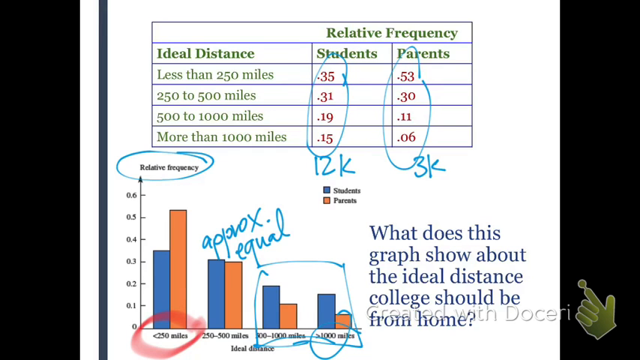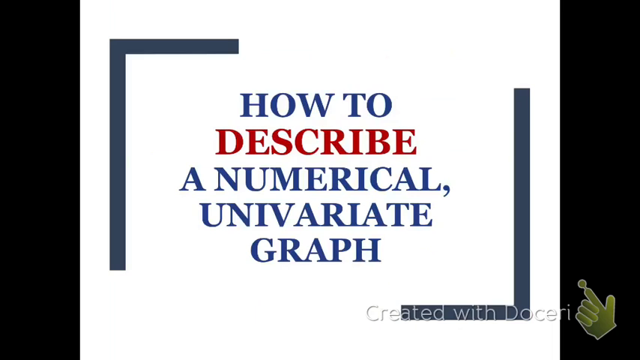So for categorical data, you're just listing the categories. If there's two sets of data, you compare. How to describe a numerical graph?